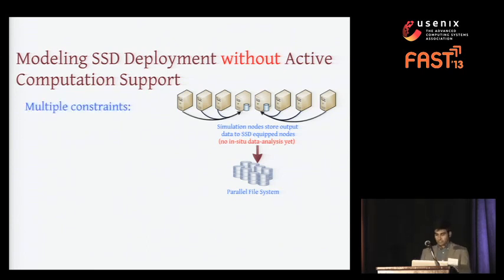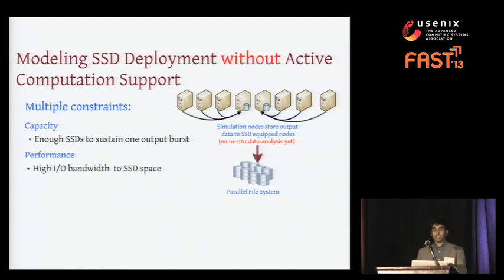There are multiple constraints even to model this. For example, capacity. Enough SSDs need to be there to sustain one output burst. Suppose after 1 hour the total data produced is 30 terabytes, then you need to have enough SSDs to actually hold that. Performance, high I/O bandwidth to SSD space. You need to have enough SSDs that they can provide bandwidth which is at least greater than the parallel file system's bandwidth. Otherwise, the whole purpose of deploying SSD is defeated.